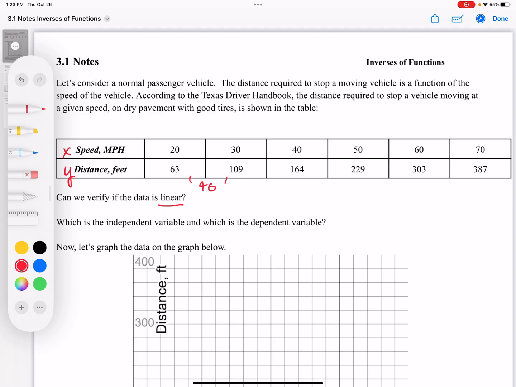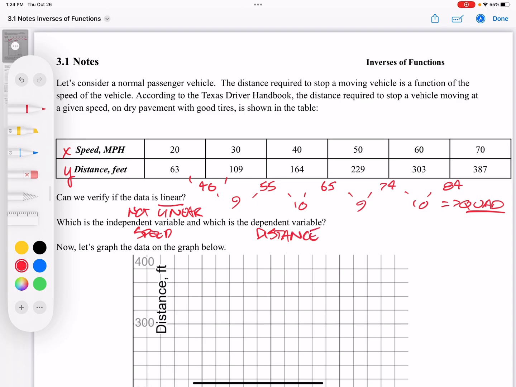This one is 46, and then 55, and then 65, and then 74, and then 84. So not linear, no. But if we look at the second difference, this is 9, and then 10, and then 9, and then 10. It definitely is quadratic. All right, independent is our x, that's the speed, and our dependent is the distance.